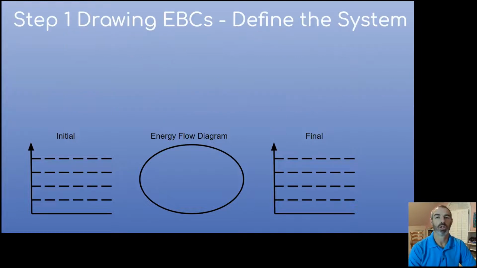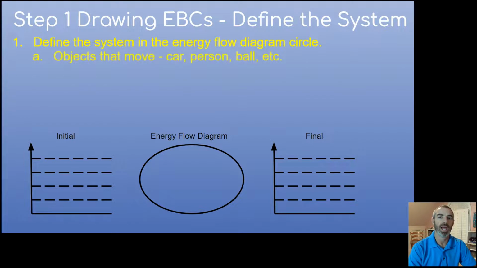Step one in drawing energy bar charts is defining the system. How do you know what goes in the system? Well, only things that have mechanical energy. If it's not defined for you, here's what we do. We look for something that's moving and we put that in the system, car, ball, person, etc. So the car in this instance.